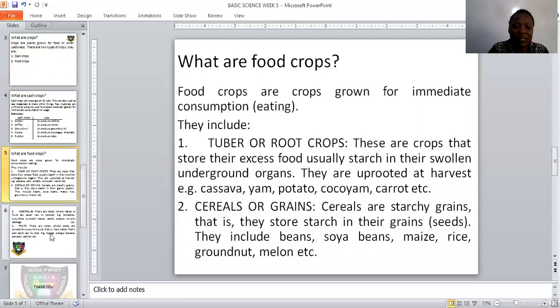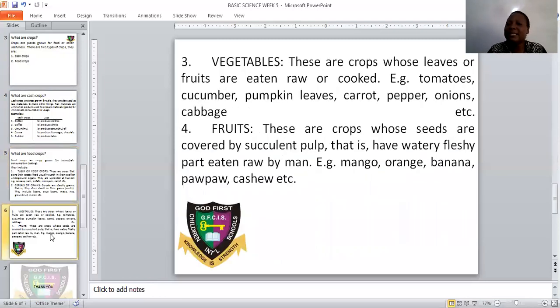Then we have another type as vegetables. Another type of food crops that are grown for immediate consumption. They are crops whose leaves or fruits are eaten raw or cooked. Then we have the last one as fruits. They are crops whose seeds are covered by succulent pulp. They have watery, fleshy parts that can be eaten raw by man.